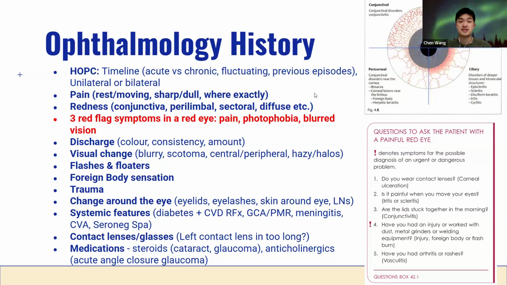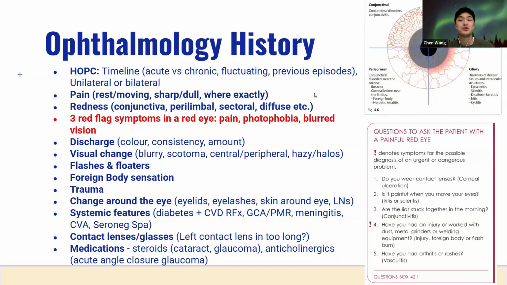For an ophthalmic history, you always want to ask about pain, photophobia, and blurred vision. These are really, really important symptoms for you to ask, and will give you some more clues as to which conditions the patient may have. You want to ask about discharge, visual changes, flashes and floaters, any foreign body sensation, any trauma to the eye specifically, any changes around the eye, in the eyelids, and the skin and lymph nodes as well.